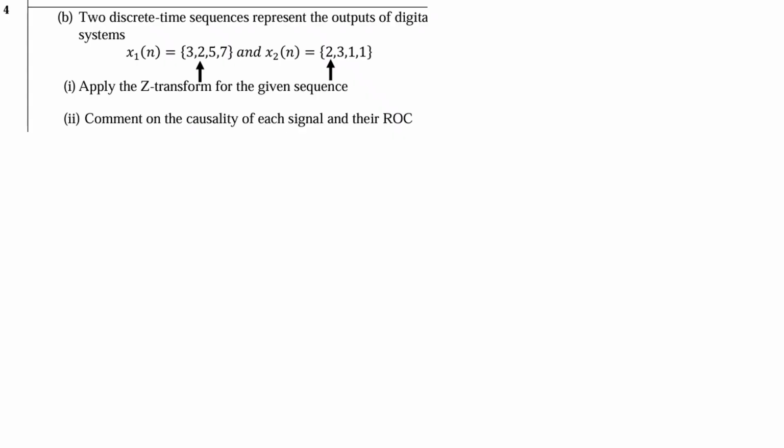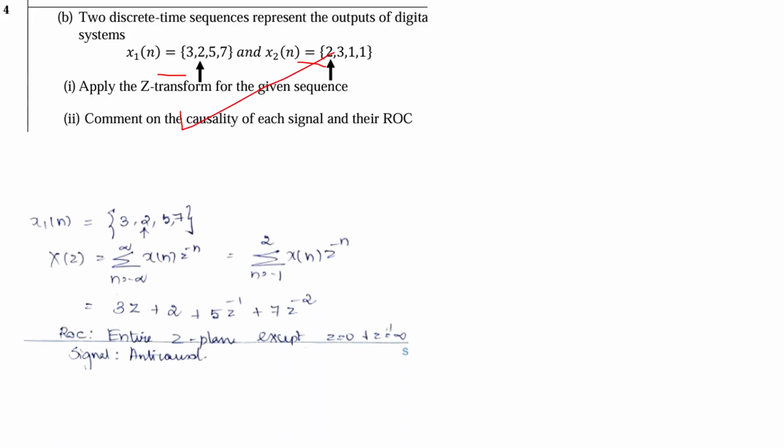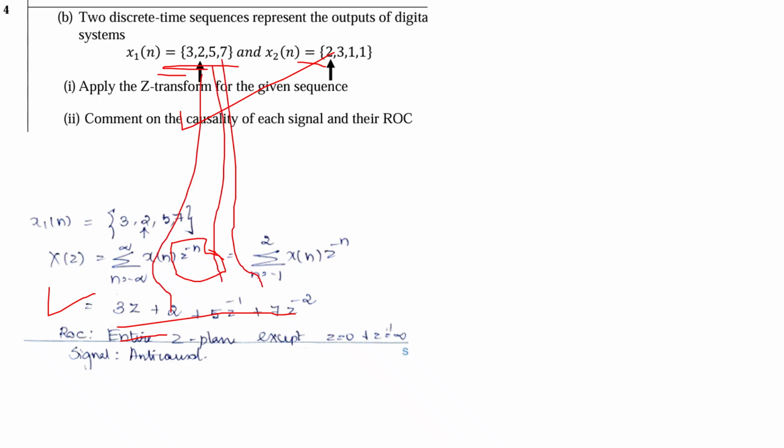Okay, so here the two discrete time sequences represent the output of the digital signal. So x1 and x2 are given. For the z transform, these are very simple questions. Just multiply x of n by z to the power minus n and sum it over. So for this one, 3z, then 2 z to the power 0, because the arrow is there, so 0. Then 4, 5 z to the power minus 1, 7 z to the power minus 2, right? And add all of this, and you will get the answer.